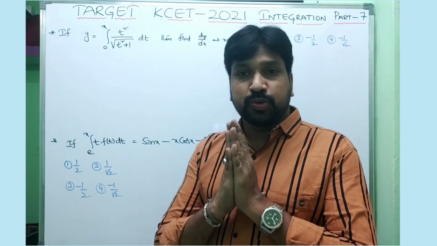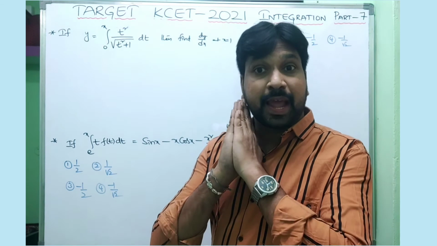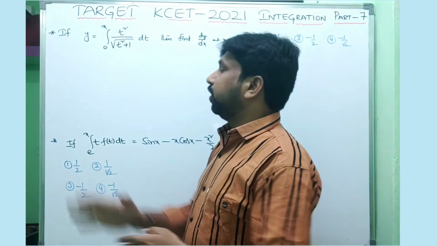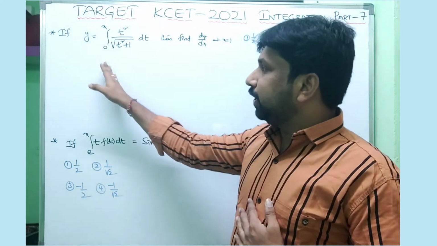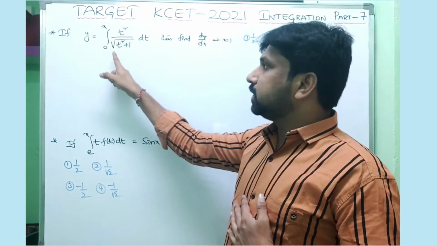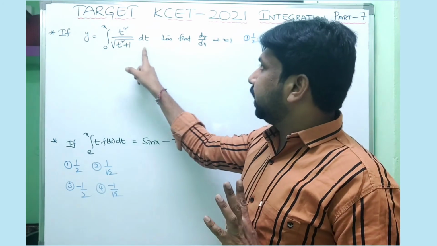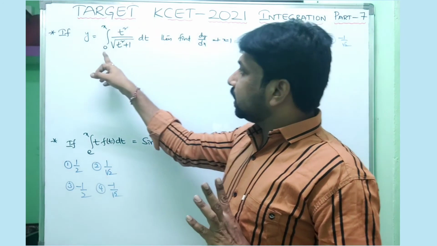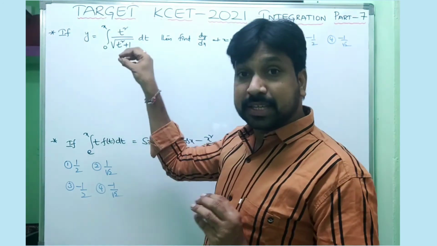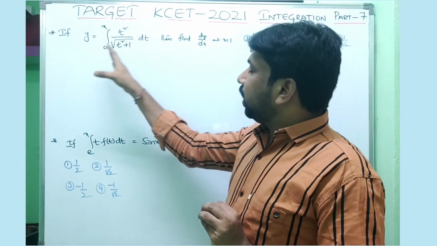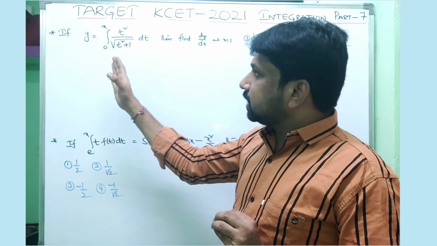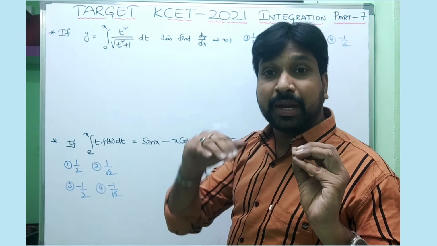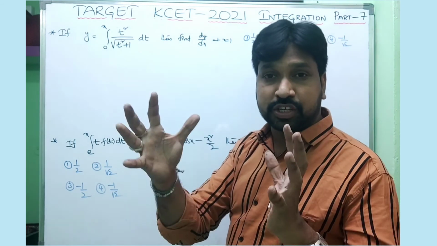This is the most important model, one of the expected models in 2021. Please listen carefully. The question is, if y is equal to integral 0 to x of t square by root over (t square plus 1) dt, then find dy by dx at x equals 1. They have given an integration result and are asking for the derivative. Whenever they give an integration and ask for the derivative result, you can apply the derivative directly to the integration function.